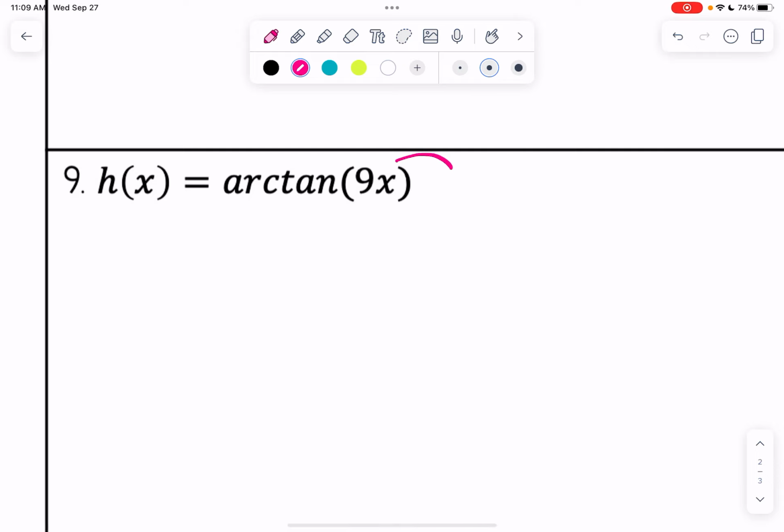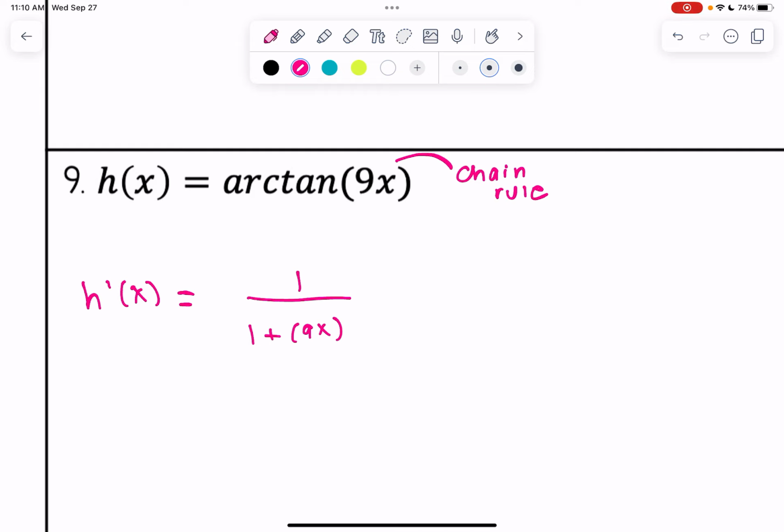Number 9, another chain rule application. That's because we have arctangent of 9x here. So taking the derivative of arctangent, remember that's the same as inverse tangent, is 1 over 1 plus whatever we're taking the arctangent of, so 9x squared, times the derivative of the inside. In this case, the derivative of 9x is 9.